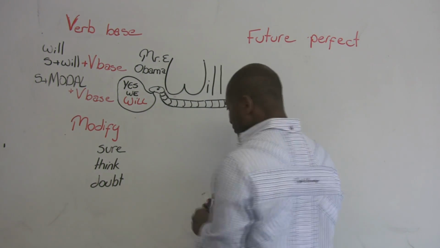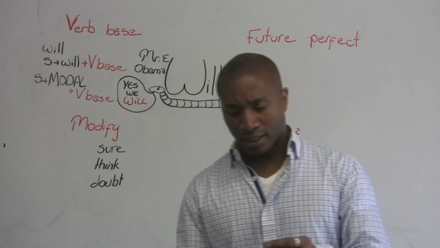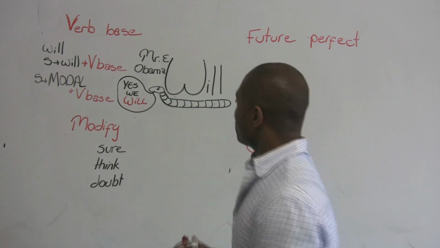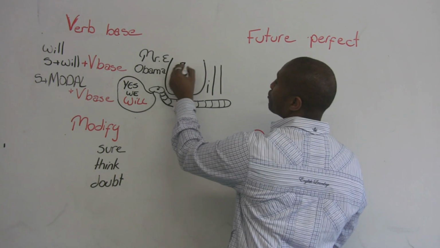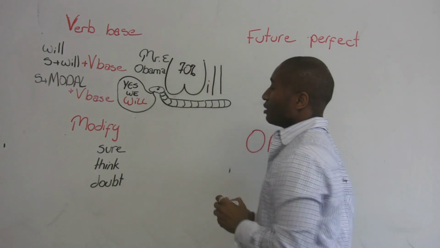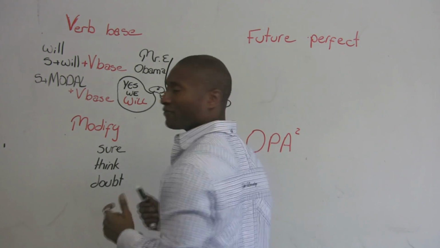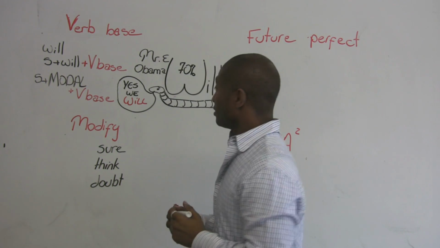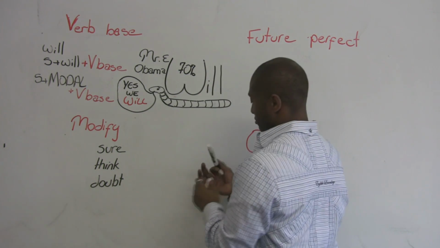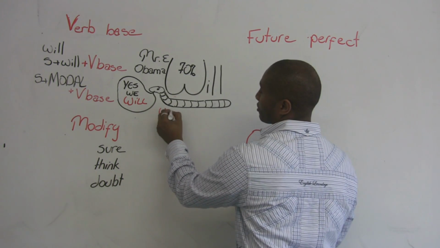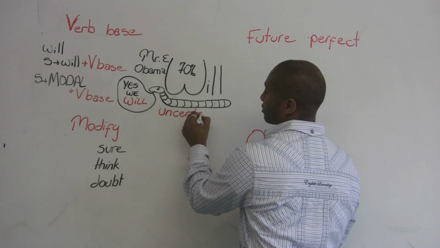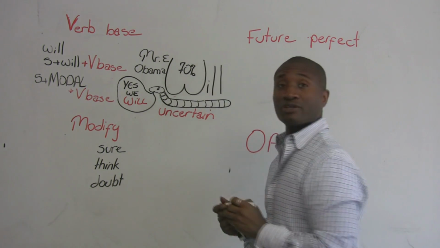The next thing, will can be modified. Right? I told you, I think will is 70% true because you decide in the moment. Well, maybe I want to make it 100%. I want it stronger than that. But I still want to talk about the future. I don't want it to be so uncertain. Because, by the way, will means the future is uncertain.